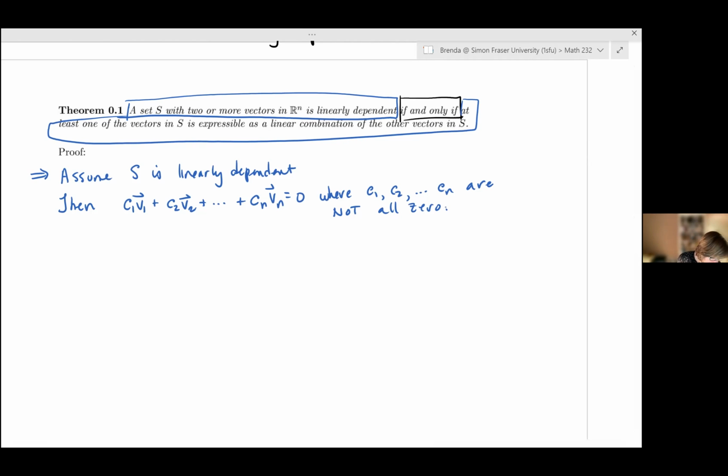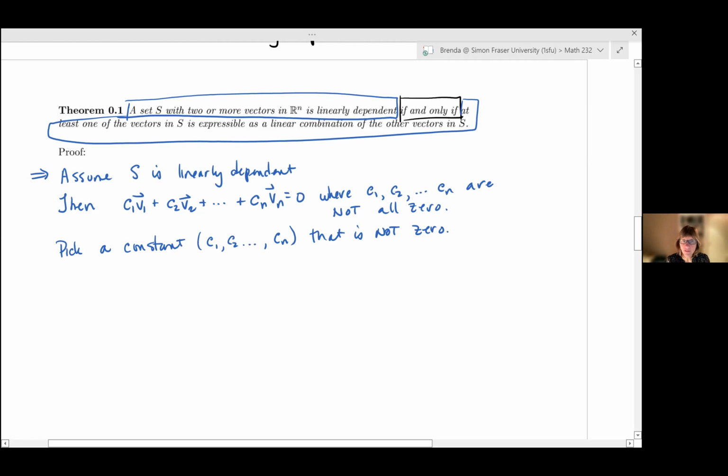Okay, let's pick one that is not 0. We know they're not all 0, so we can certainly pick a constant, C1, C2, whichever one, Cn, that is not 0. Just for convenience, let's assume it's C1. It doesn't really matter if it's C2 or C5 or whatever; if so, we just repeat the argument. Without losing any generality, suppose it is C1, not 0. If it's not C1, then make it whichever one it is. The same argument will follow.